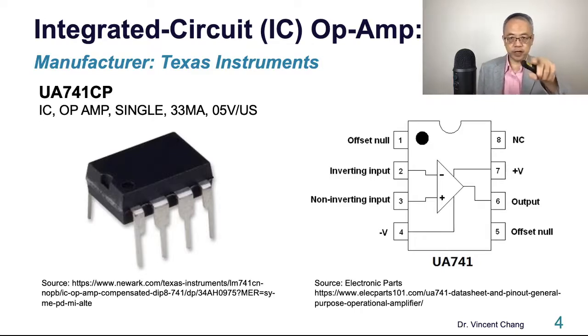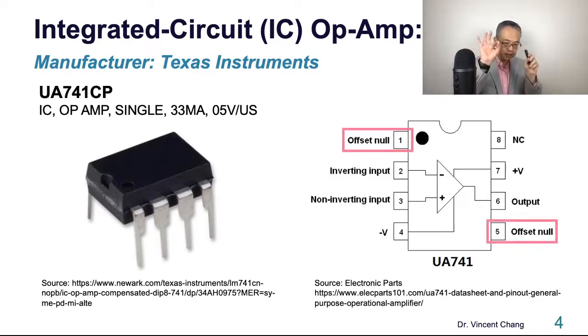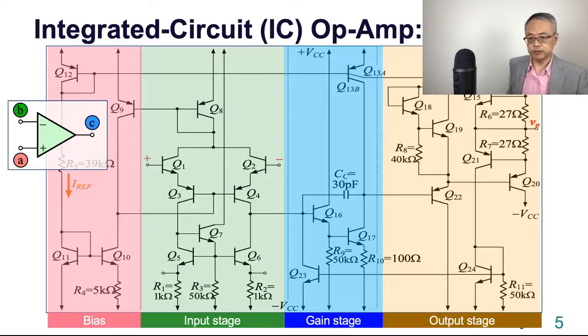The 741, the operational amplifier manufactured by Texas Instruments. It's an 8-pin package. So there are two pins labeled offset null, which means if you want to eliminate or nullify the offset voltage, you can connect to these two pins, and that will help you nullify and eliminate the offset voltage.